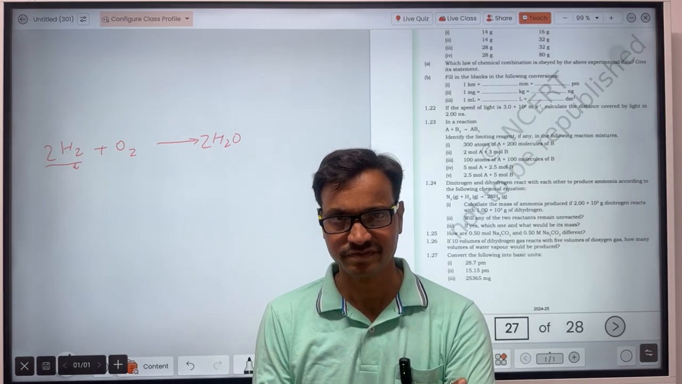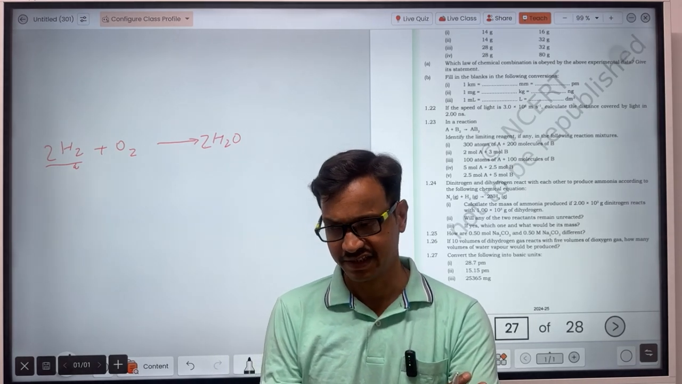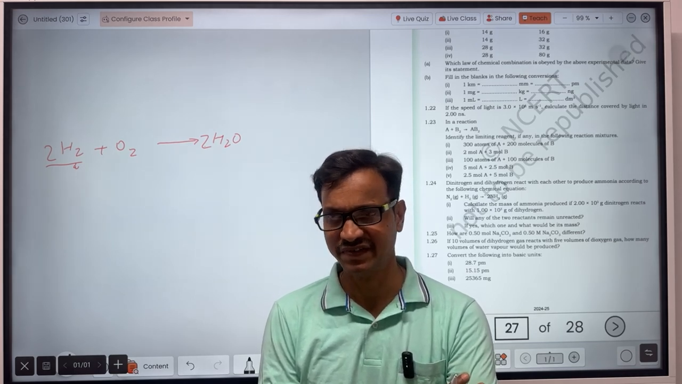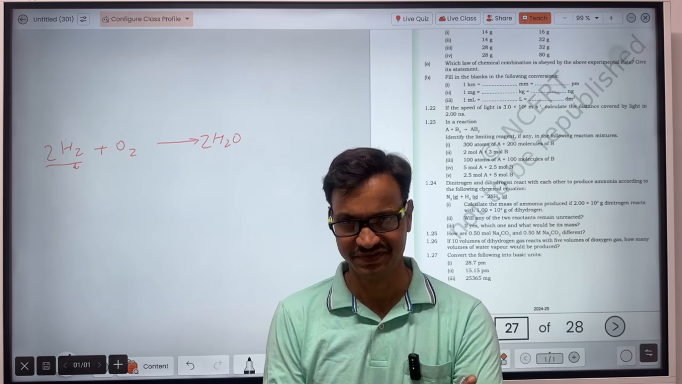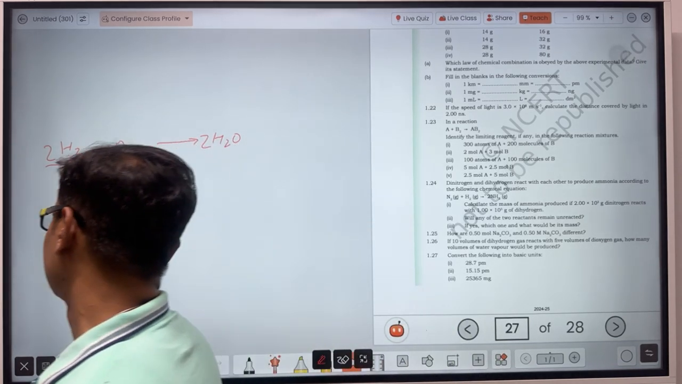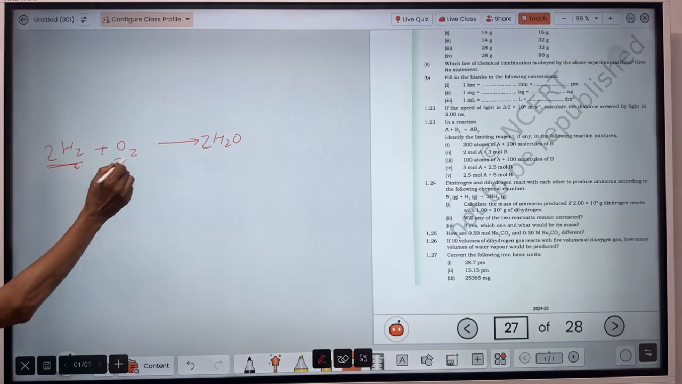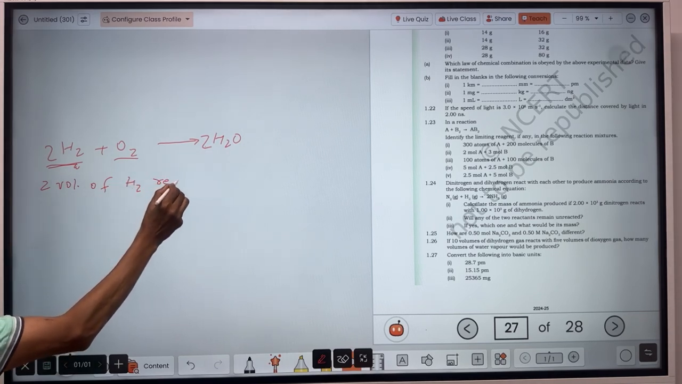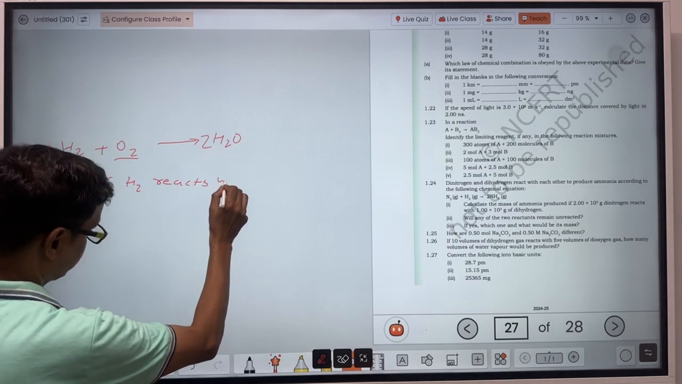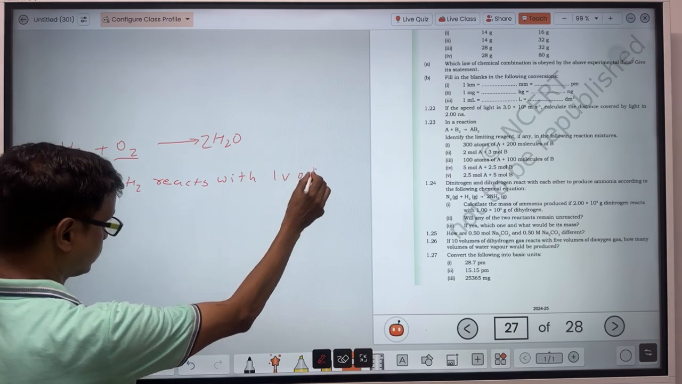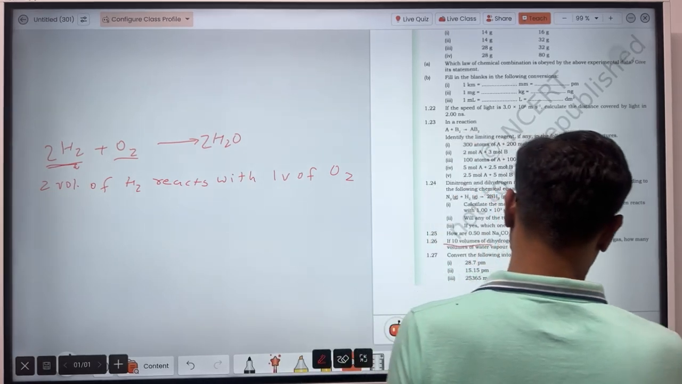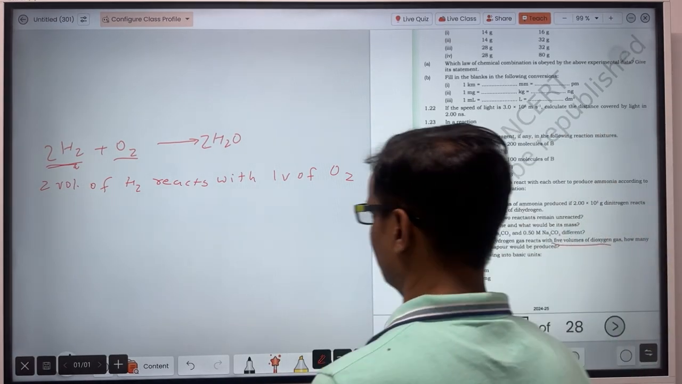And Avogadro's law states that at the same conditions of temperature and pressure, equal amounts of every gas occupy the same volume. Okay, so here let's see. 2 volumes of hydrogen will react with 1 volume of oxygen. So there are 10 volumes of dihydrogen reacting and 5 volumes of dioxygen.